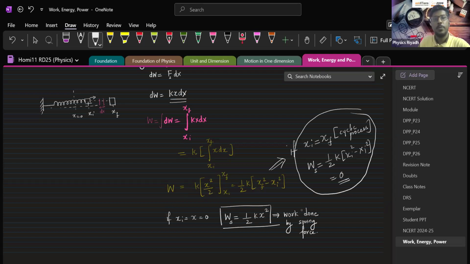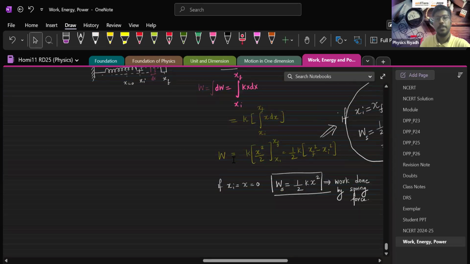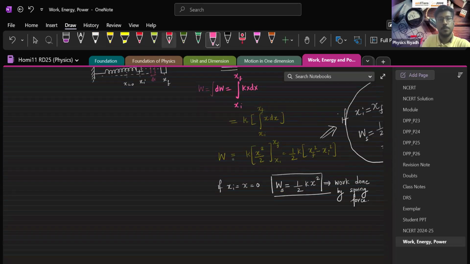Okay, so note down a few points regarding spring force now. This is the work done by the spring force. First point.